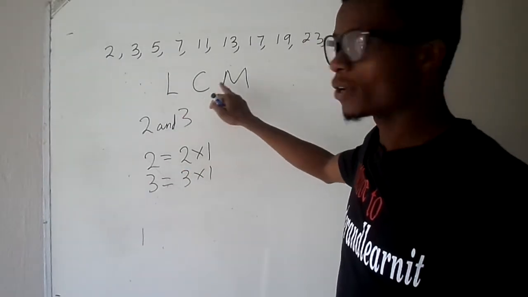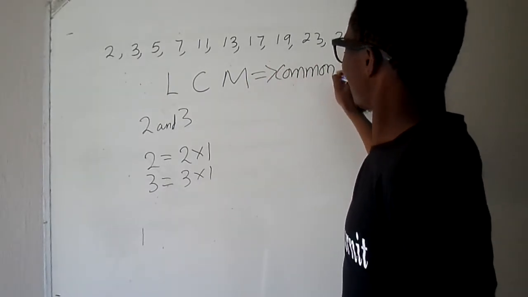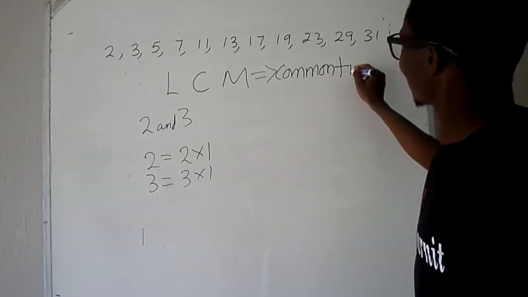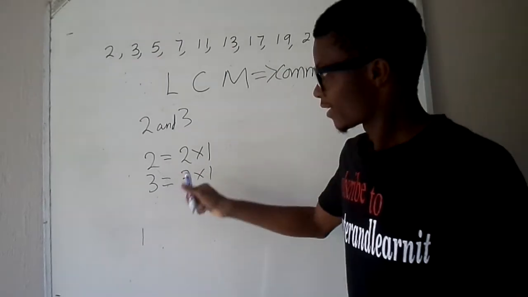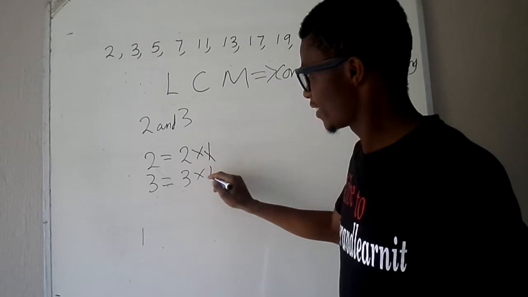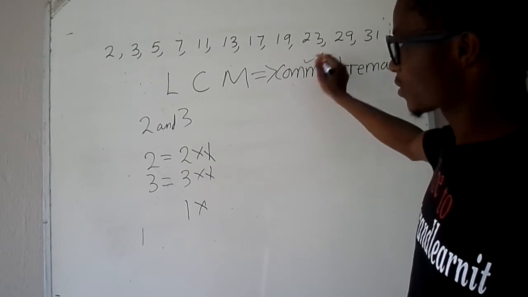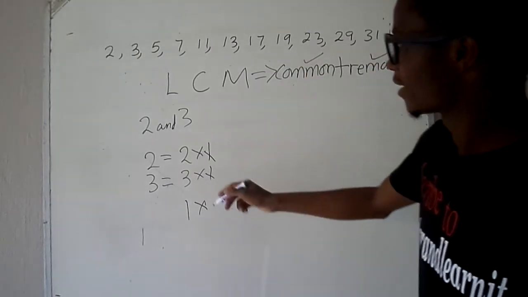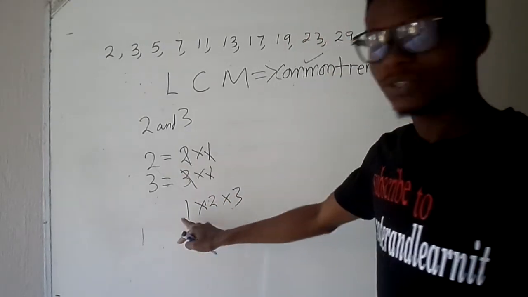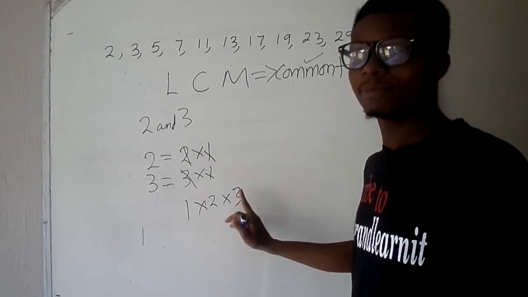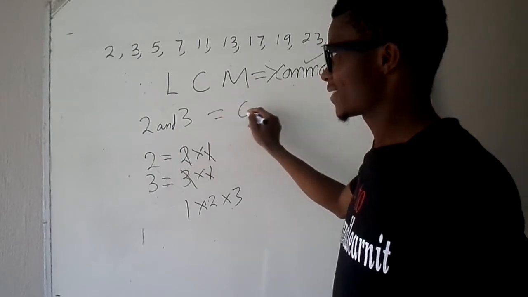Remember, on the lowest common multiple, we take what is common plus the remaining. Here, there's 1, I take 1. What else is common? Nothing. I've taken what is common, and I have to take what is remaining. 2 is remaining, I have to take it. 3 is remaining, I have to take it. So 1 times 2 is 2, times 3 is 6. So the lowest common multiple of 2 and 3 would be 6.